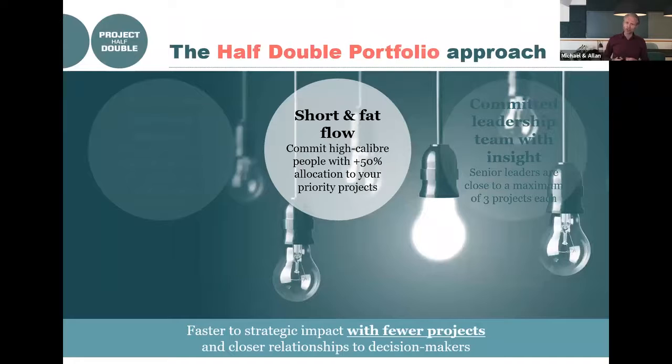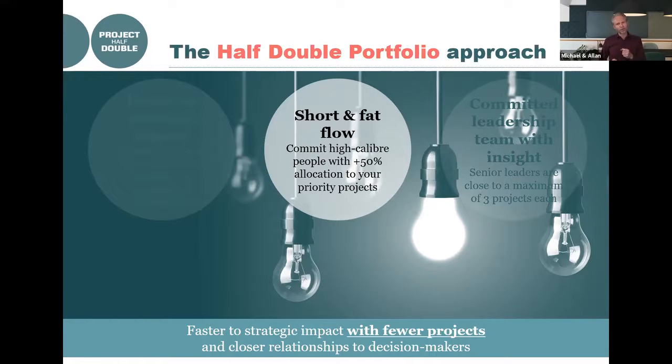The next part is to get faster to the strategic impact, but do it with fewer projects at the same time. This is what we call a short and fat approach. So what we try to do with the short and fat approach is that we actually make sure that we only try to do 2 projects at the same time. Because if we do that, we will work more efficiently.